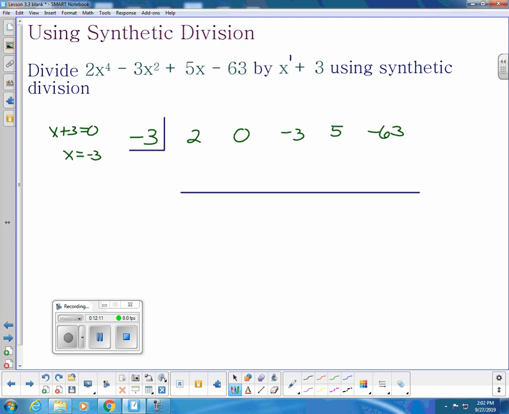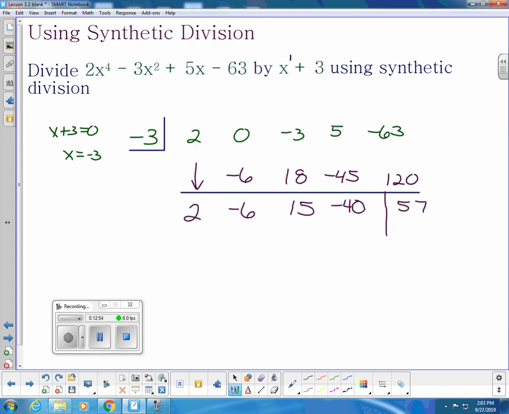And again, this is the easiest thing ever. You drop down that first coefficient, he goes in your answer box, and then you multiply to the box, and you add, and you multiply to the box, and you add, and you multiply to the box, and you add, and you multiply to the box, and you add. Now I separate that last guy because he is our remainder. The last term is always your remainder.